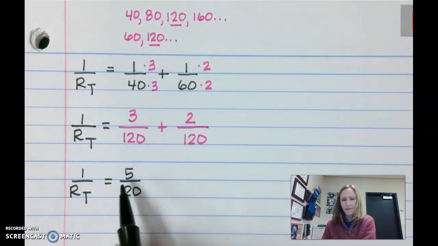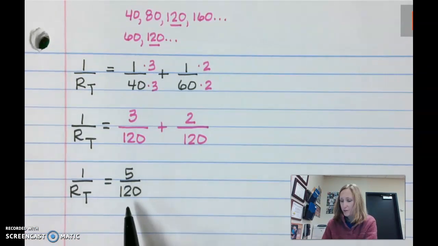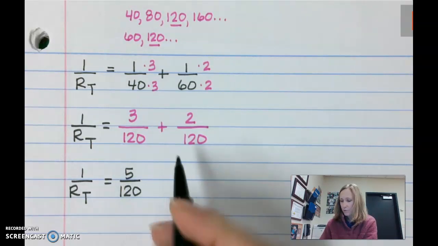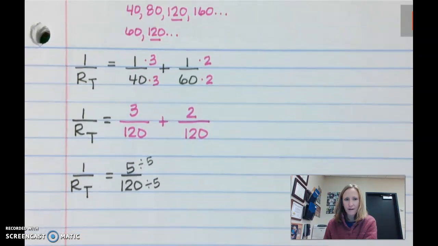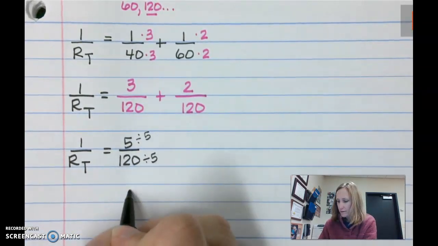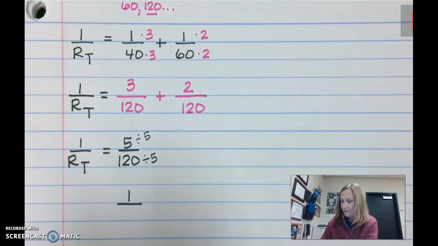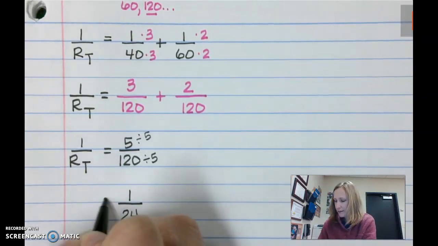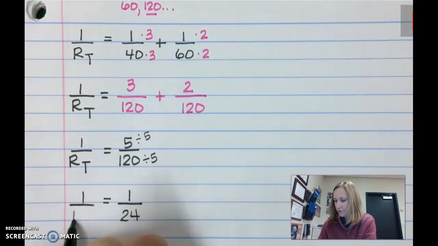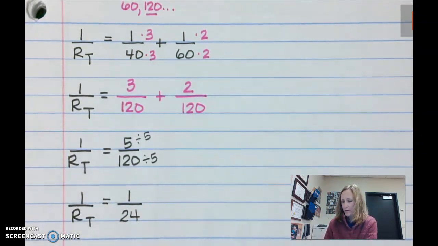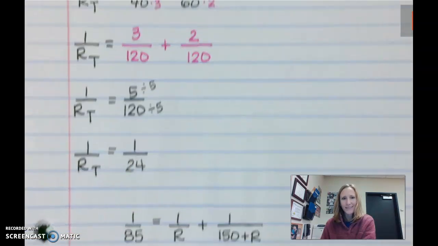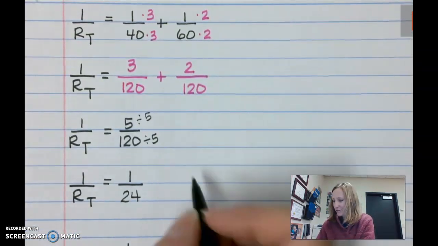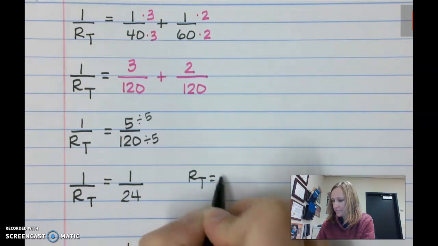And then I recognize that 5 over 120 could then be reduced, since 5 and 120 are both divisible by 5. So if I divide both my numerator and denominator by 5, 5 divided by 5 gives me 1. 120 divided by 5 gives me 24. And now if I know that 1 over the total resistance is equal to 1 over 24, since the numerators are the same and these are equivalent, then the denominators must also be the same. So I can say then that I believe the total resistance is 24.